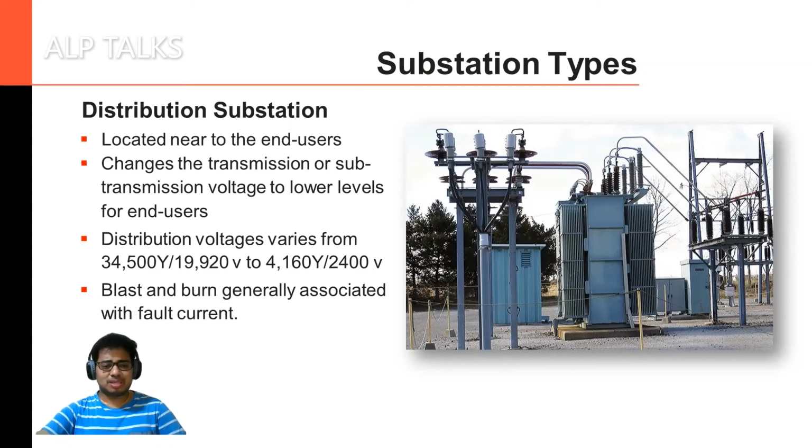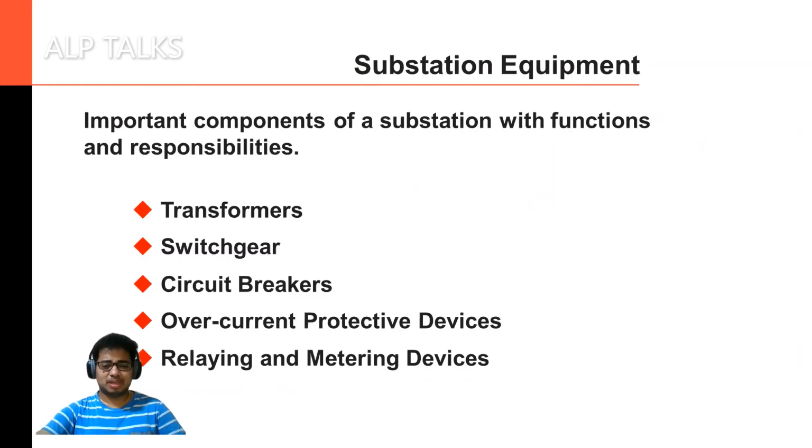Generally, blast and burn are associated with the fault current. That is the major thing. A blast-out may happen, otherwise a burnout may happen with respect to the fault current, because current values are heavy. So what is the substation equipment?